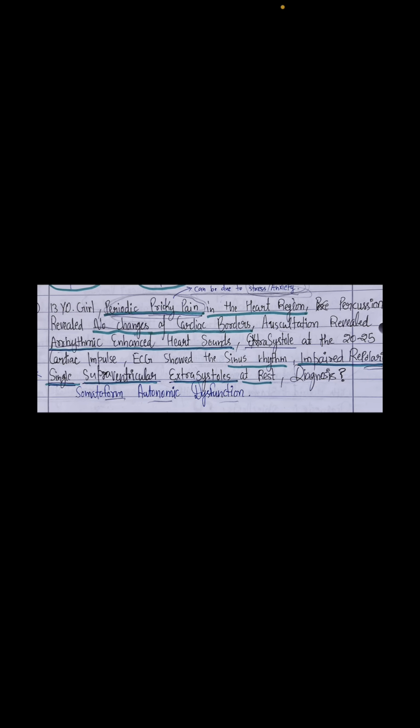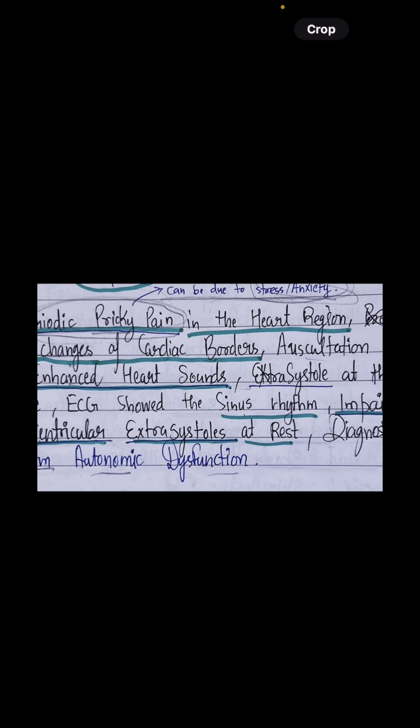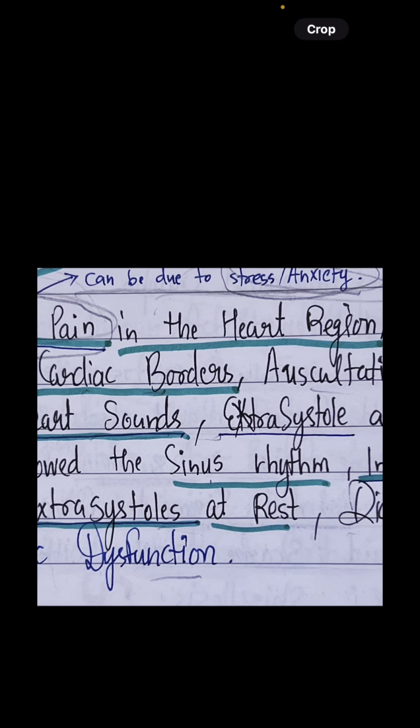So let's see the question, you will understand it well. The first patient is a girl, a child. She says the periodic pricky pain. I have highlighted that it can be due to stress or anxiety. It's possible. So she feels the periodic pricky pain in the heart region.